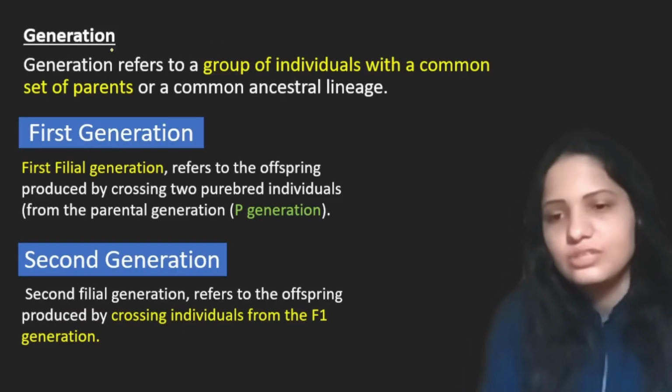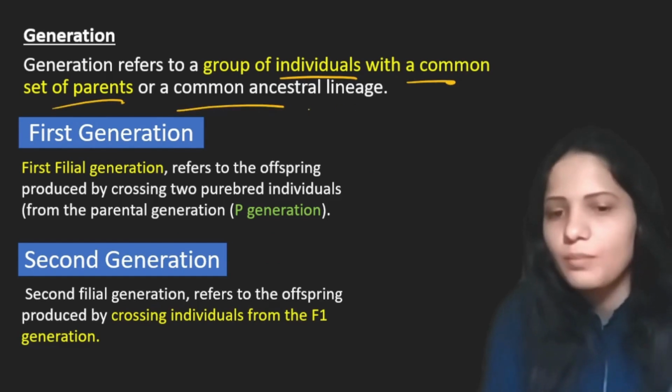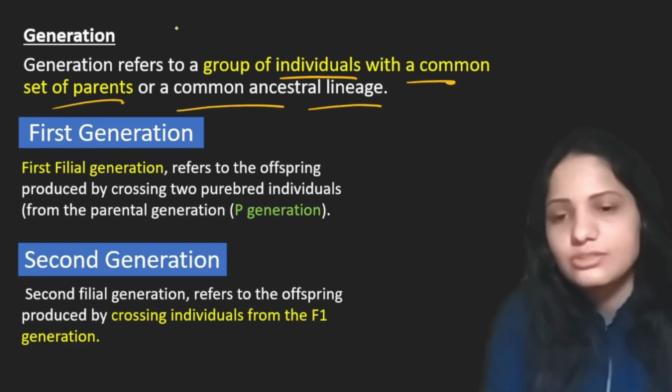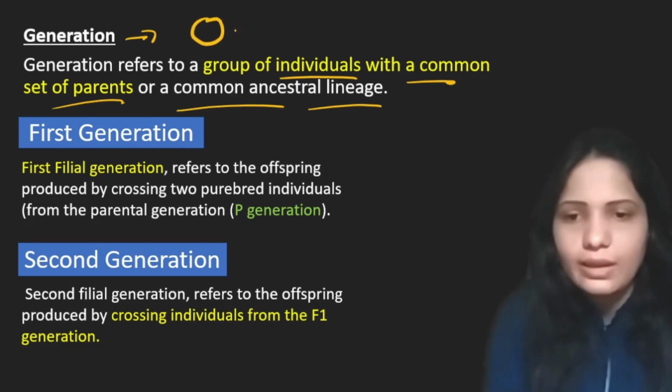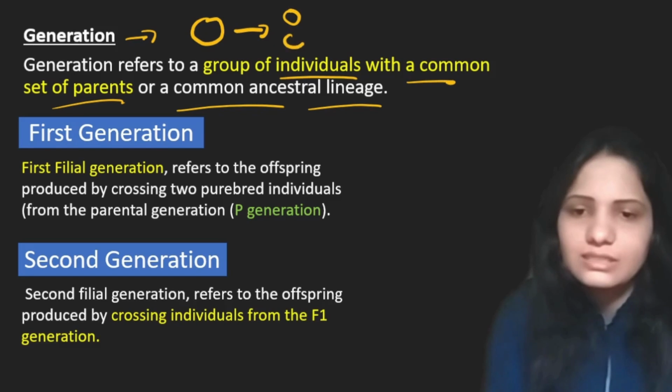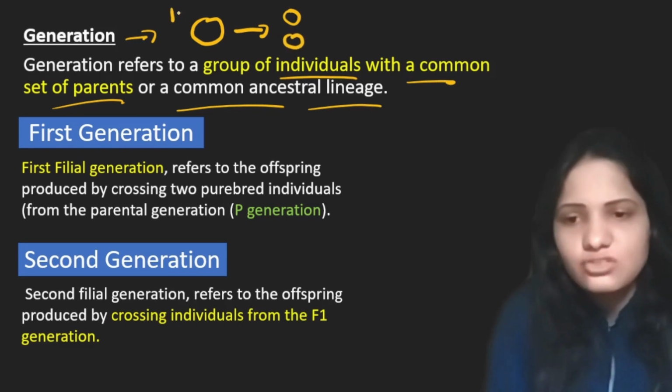Next we have generation. What is generation? Generation refers to a group of individuals with a common set of parents or a common ancestral lineage. Generation is a group of individuals with a common set of parents. Let's say this is the parent. Okay, this gives rise to these two offspring. Now this is generation 1.